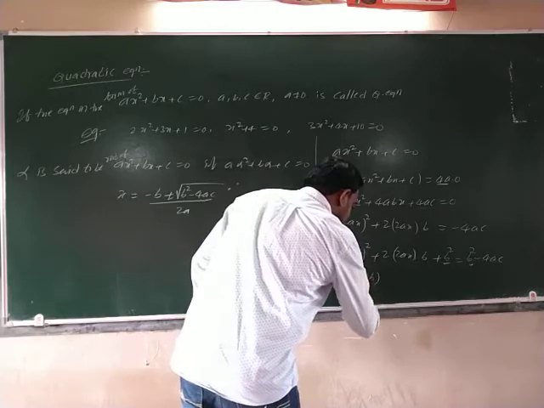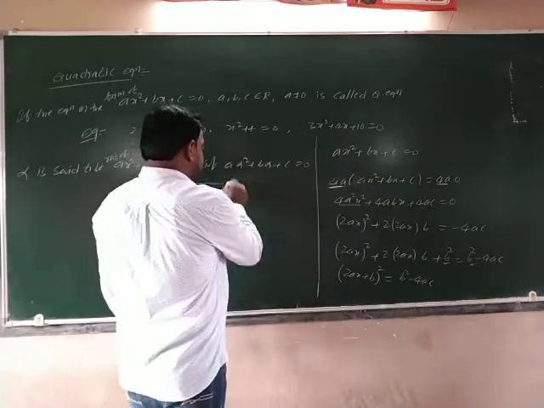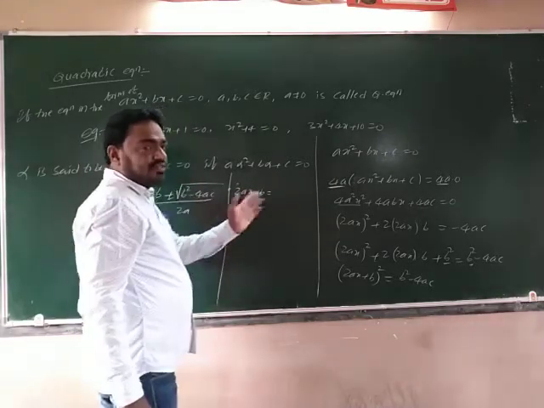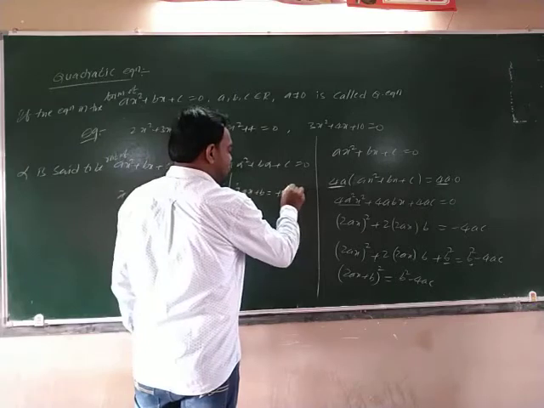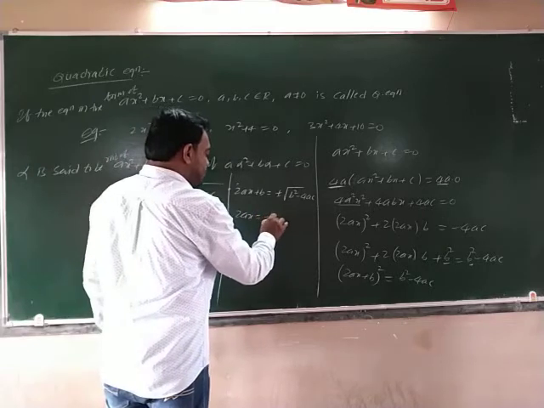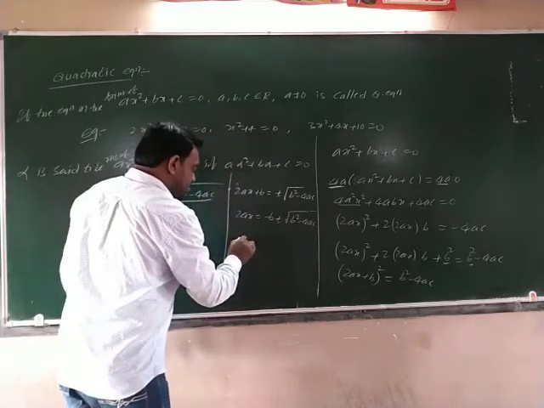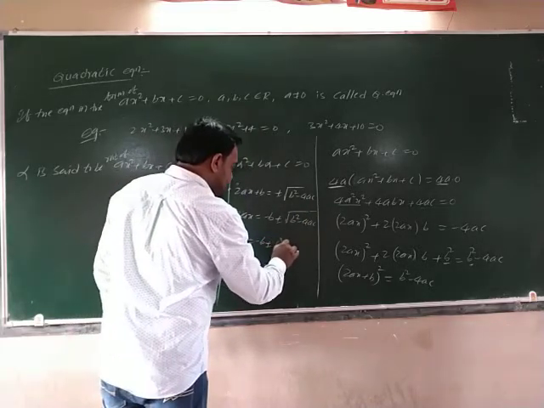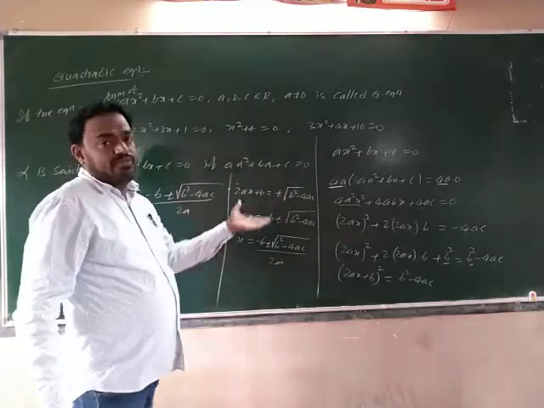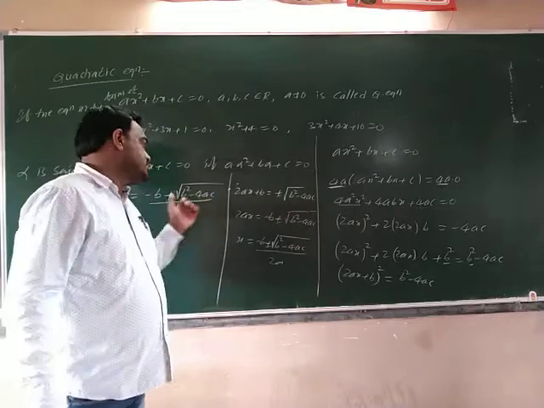(2ax + b)² = b² − 4ac. Now apply the square root on both sides: 2ax + b = ± √(b² − 4ac). Then 2ax = −b ± √(b² − 4ac), and x = (−b ± √(b² − 4ac)) / 2a. This is our proof. You have to remember how we got this formula.